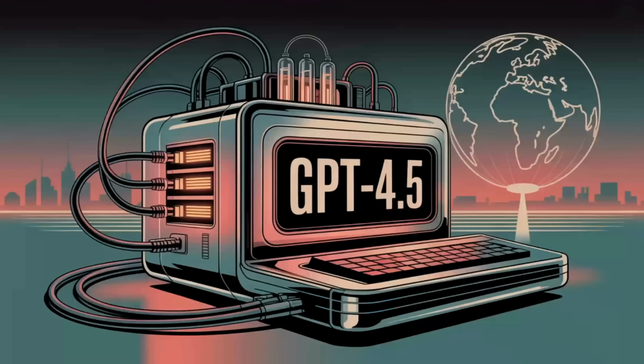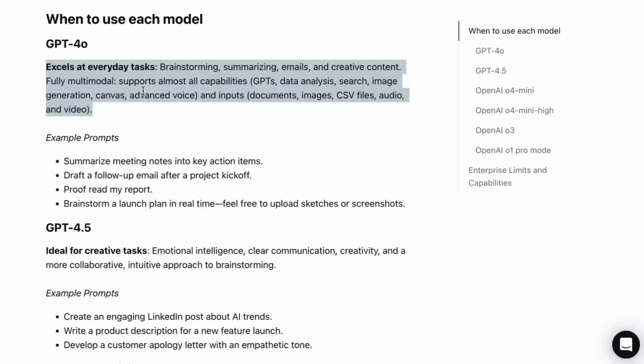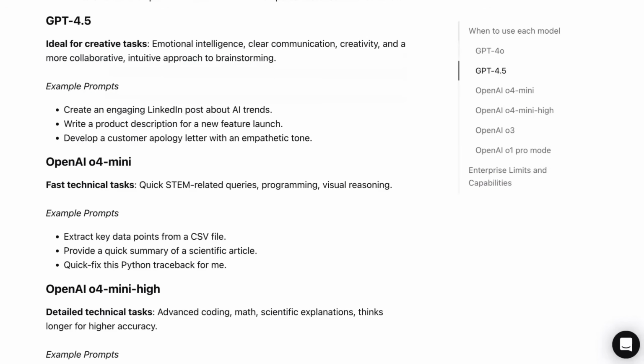Then we get over to GPT 4.5. And I think what's complicated about the naming convention here is that in this case, 4.5 doesn't just mean strictly better. It means better at certain things. And the specific things it's better for, in short, are creative writing tasks. OpenAI says that GPT 4.5 is ideal for creative tasks: emotional intelligence, clear communication, creativity, and a more collaborative, intuitive approach to brainstorming. The example prompts they give: create an engaging LinkedIn post about AI trends, write a product description for a new feature launch, develop a customer apology letter with an empathetic tone.